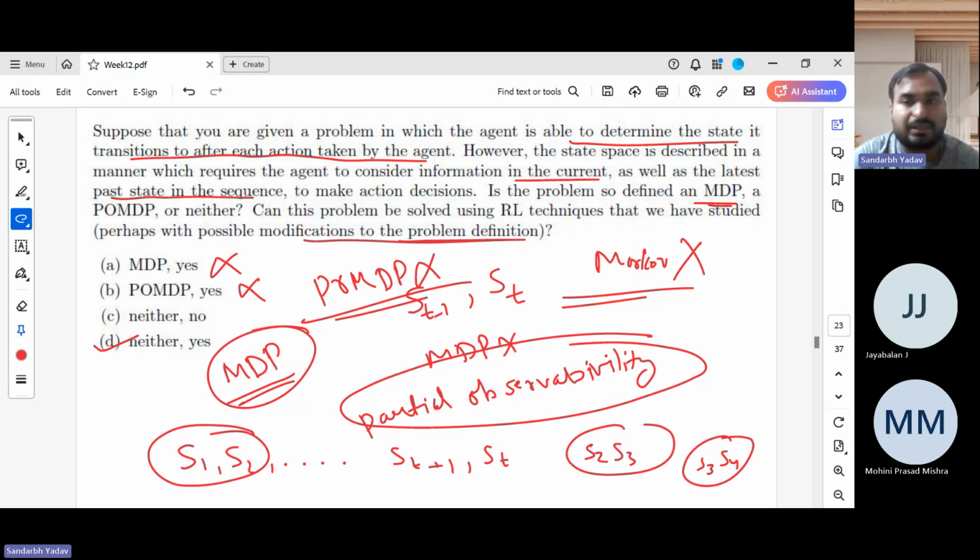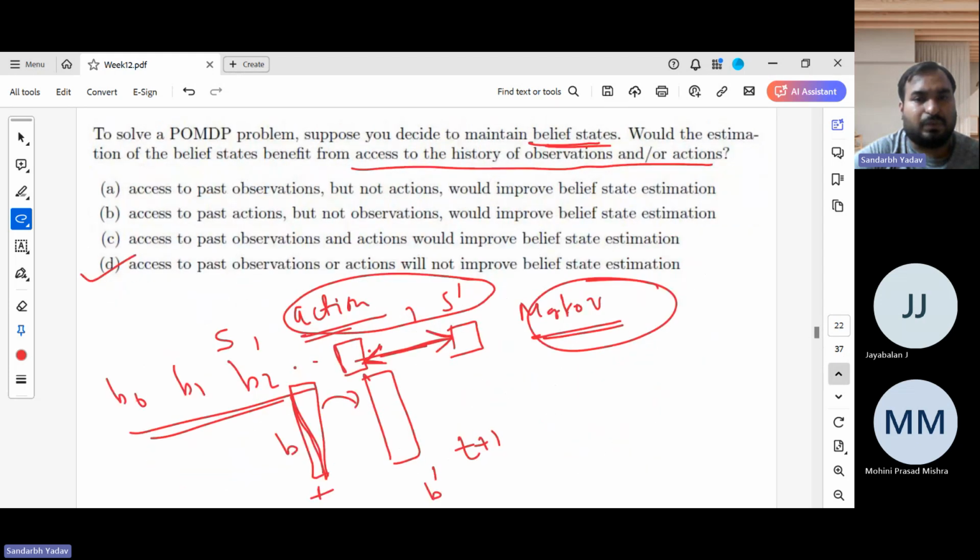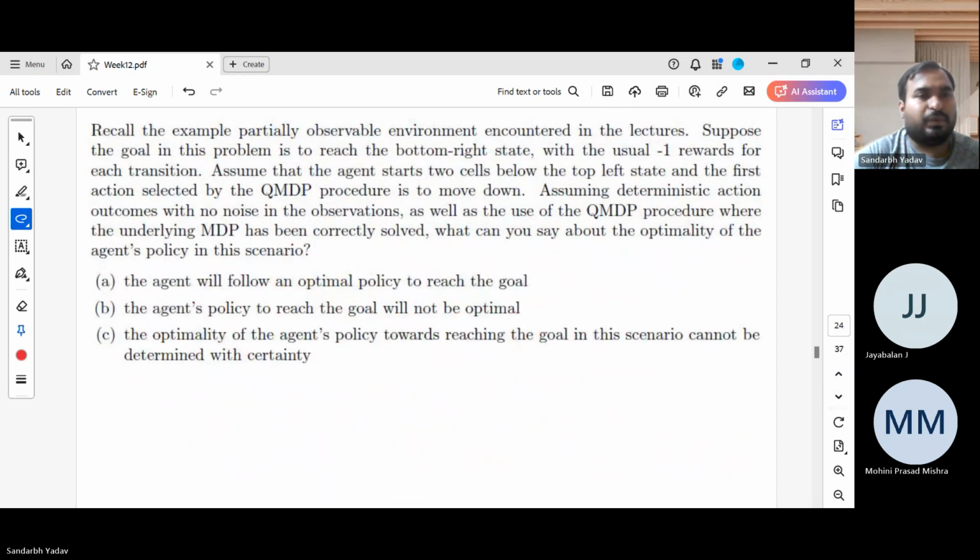Okay, so now with that, I'll move to the last question. Recall the example partially observable environment encountered in the lecture. It is talking about this example only. Suppose the goal in this problem is to reach the bottom right state with the usual -1 rewards for each transition, and assume that the agent starts 2 cells below the top left state. And the first action selected by the QMDP procedure is to move down. So basically they have given the goal state, which is the bottom right, and the start state, 2 cells below the top left state.